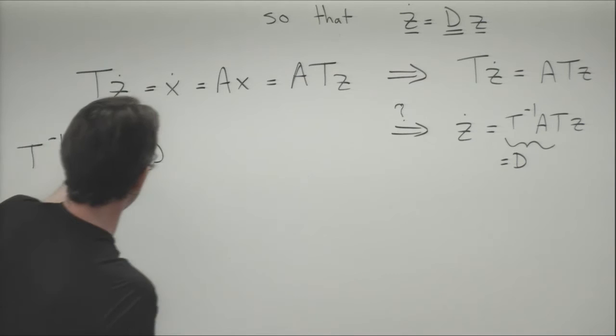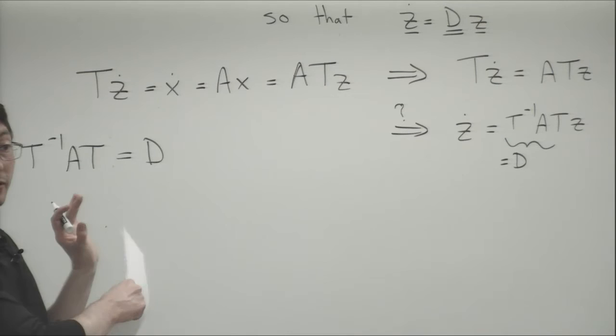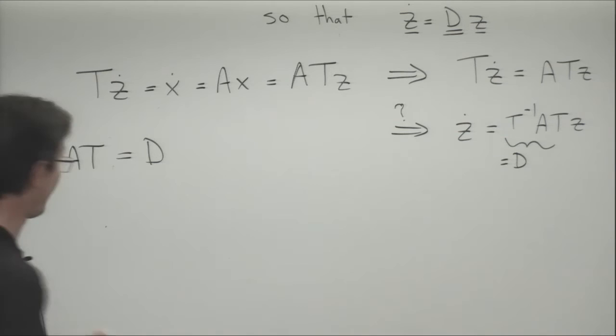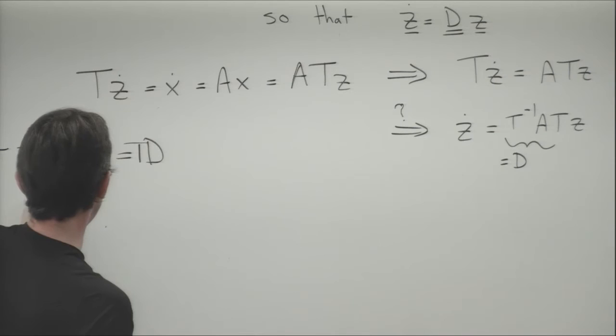But when you multiply matrices, it does matter if you multiply them on the left or on the right. So matrices don't commute. A times B is not always equal to B times A. So I'm going to multiply both of these on the left by T, and I'm going to get AT equals TD.